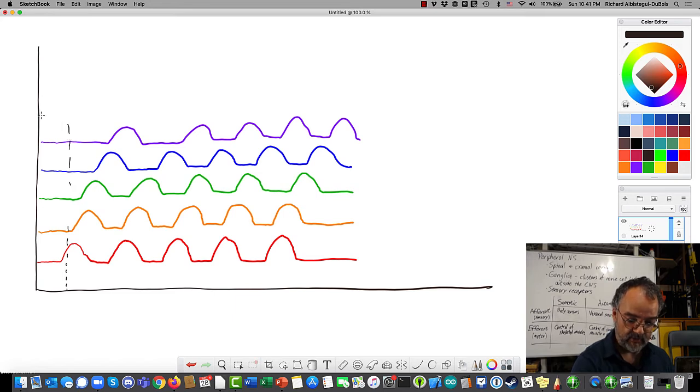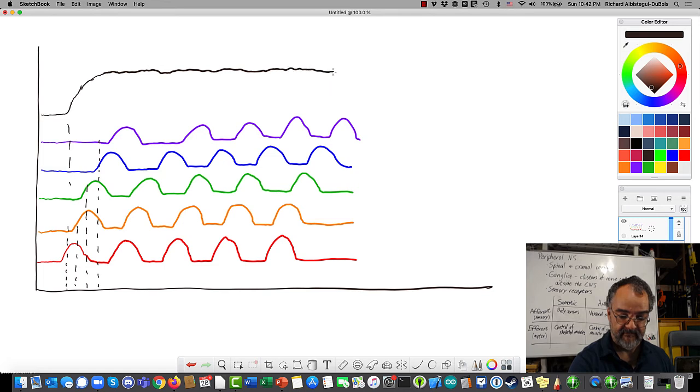all we get is the force from the red motor unit. And here we get what's going on in the red plus what's going on in the orange. And here, the red is dying off, but the orange and the green are both involved. Here, the red is gone, the orange is dropping off, the green knows maximum, and the blue is kicking in. And what we would get would be something sort of like this. In other words, sustained force over time.